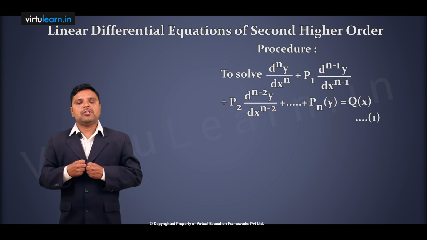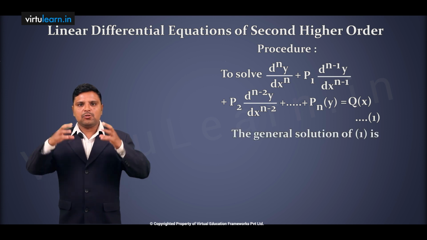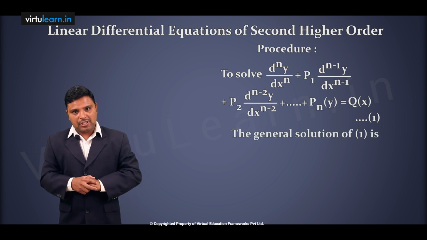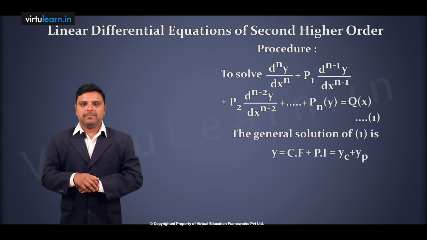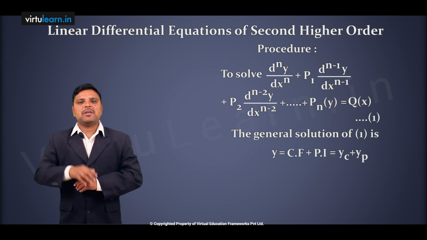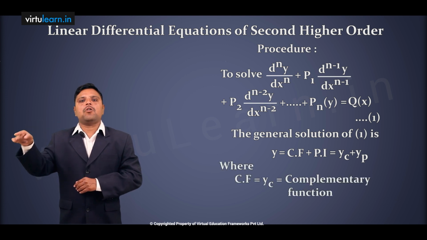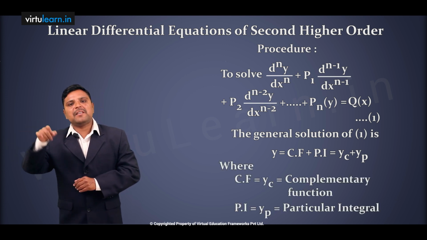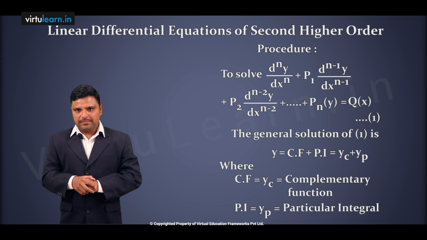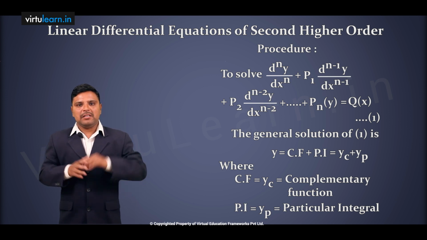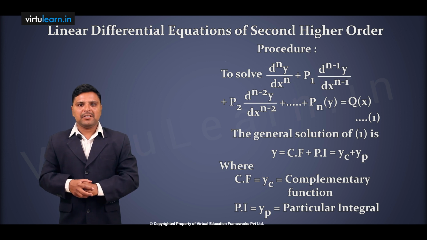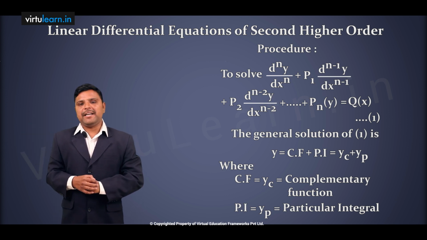If you want to solve this differential equation, the general solution is y = yc + yp. yc is nothing but the complementary function and yp is nothing but the particular integral. Means the solution is divided into two parts. The first part is the complementary function, the second part is the particular integral.